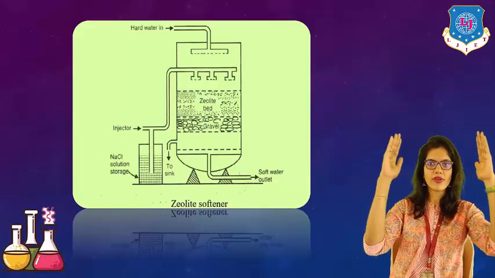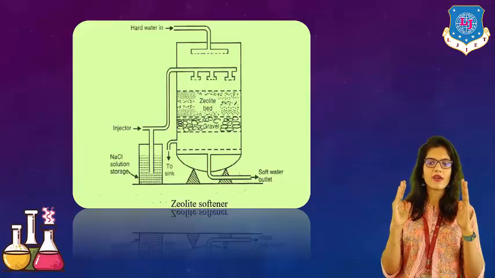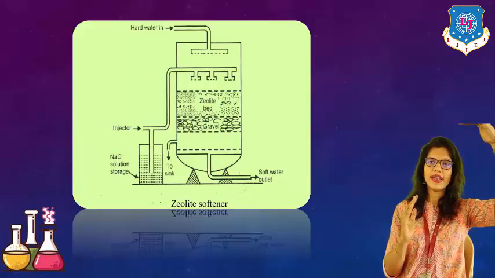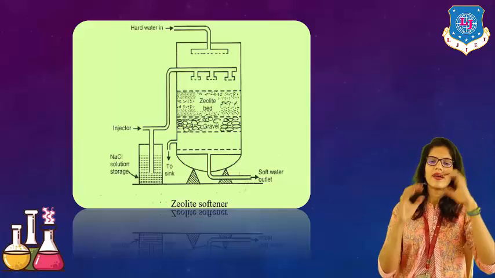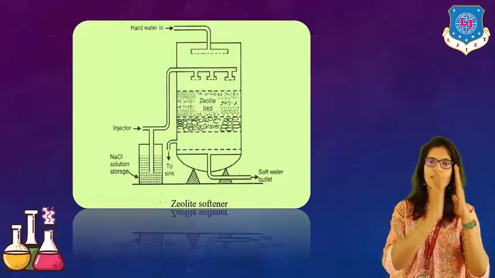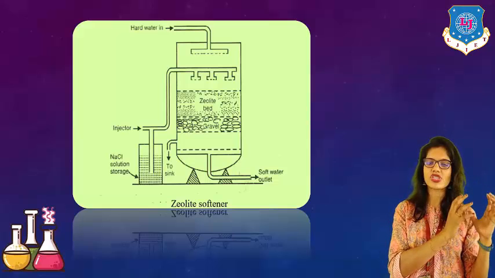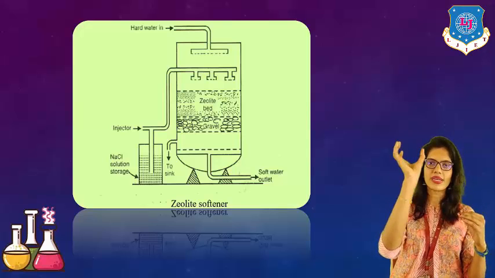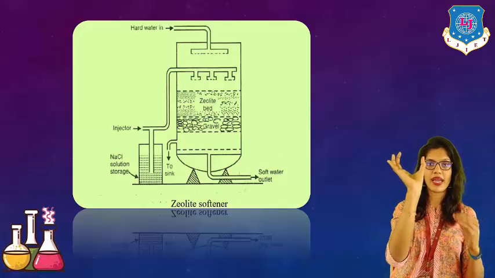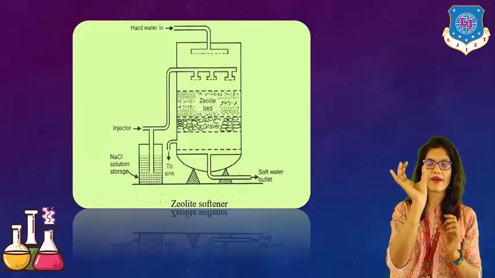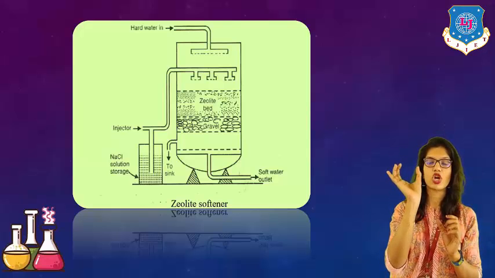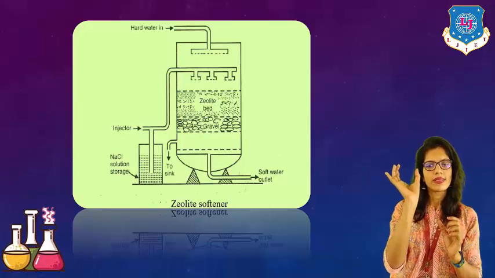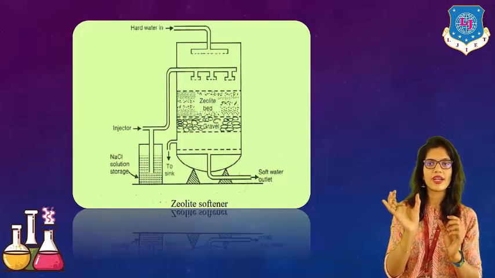Observe it. We have one tank. In this tank, what do we have? We have an inlet from the upper side. We have an injector, as you can see on the left side, which is the NaCl solution storage. Then in the same tank, as you can see in the image, we have the zeolite filter or zeolite bed. Under that zeolite bed we have a gravel filter.